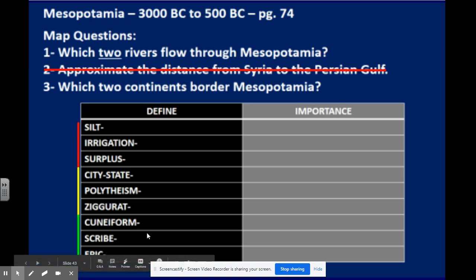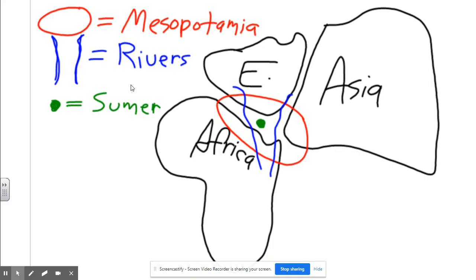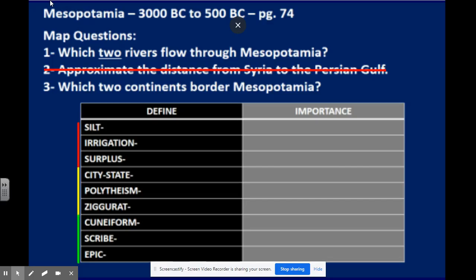Okay, now that we have all this, to kind of backtrack, you should have a title. We've answered these two questions using this map that we've kind of created together here. And then obviously the definition part of this chart we've now just walked through. What I want you all to do for this last part here is to think of an importance that would go with each one of these.